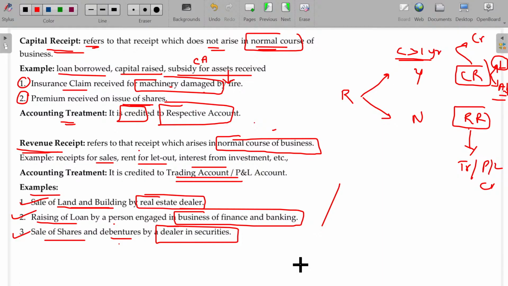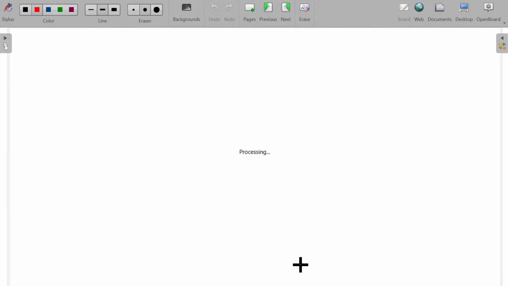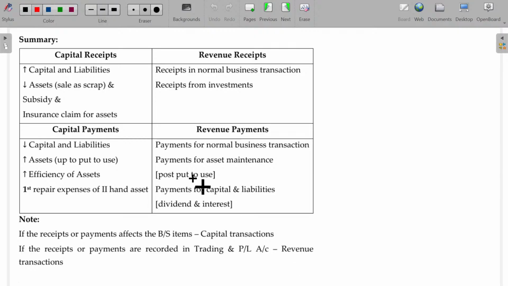Now, a summary. Capital receipts increase either capital and liabilities or reduce the assets: subsidy, insurance claim for assets. Any subsidy or insurance claim you receive for the assets, all these things are capital receipts. Capital receipt either increases the capital and liability, or reduces the assets. On reduction of the assets, you will get either cash or subsidy or insurance claim. All these things fall under this case. Otherwise, it's a revenue receipt: receipts in normal business transactions, receipts from investments and all.